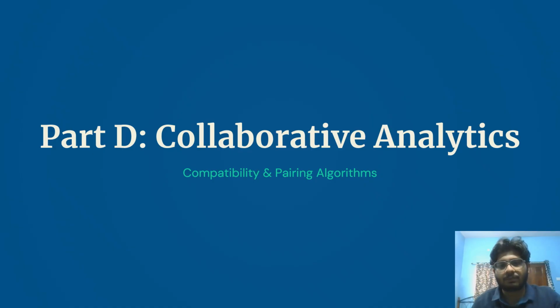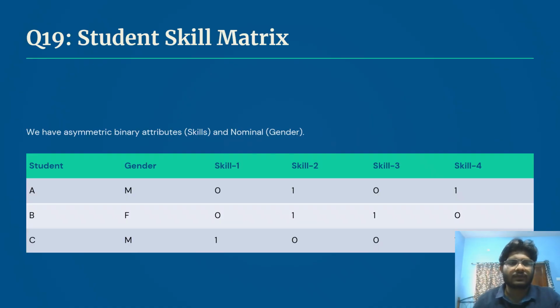Now we will do the next part of the question paper, that is question 19. In question 19, we have symmetric binning attributes and nominal gender. So we have students, gender, skill 1, skill 2, skill 3, skill 4.